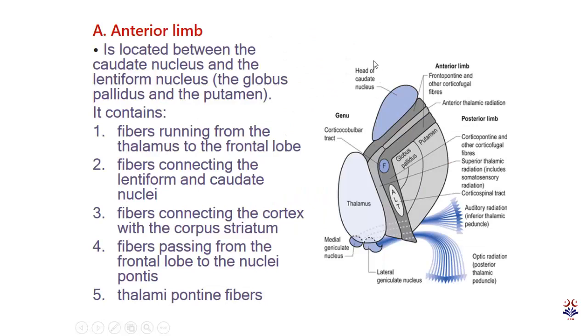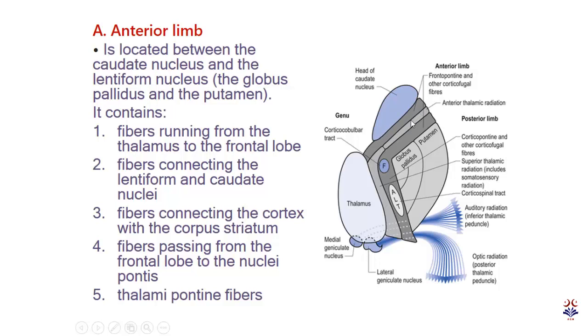Now we see in detail the anterior limb. This is the anterior limb. It is located between the caudate nucleus medially, and laterally the lentiform nucleus, which has globus pallidus and putamen. And it contains different types of fibers. These fibers run from the thalamus to the frontal lobe. So fibers going from the thalamus to the frontal lobe are present in the anterior limb.